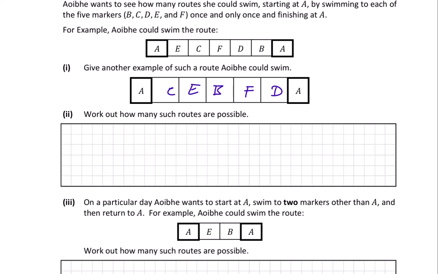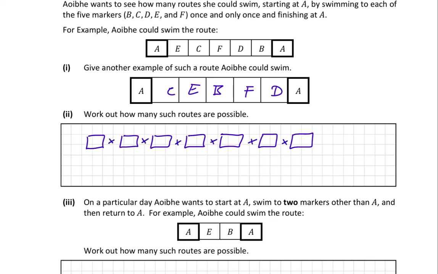So if we look at this kind of thing here, I'm just going to draw some boxes here. So I've drawn 7 boxes here. We're going to multiply the numbers in these boxes here. Now she must start at A, so that means there's only one possibility here, and that's A. At the end, she must finish at A, so there's only one possibility at the end, and that's A as well.